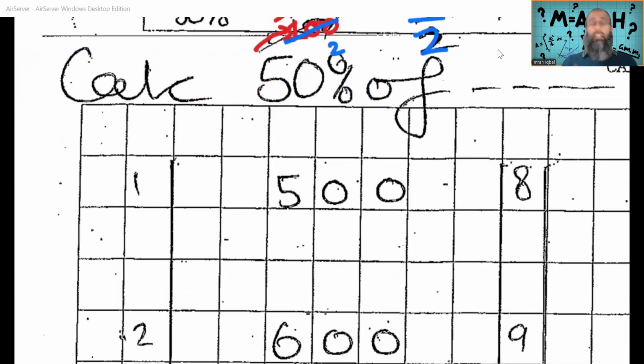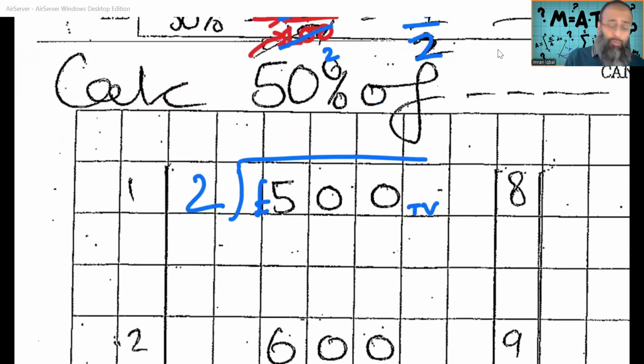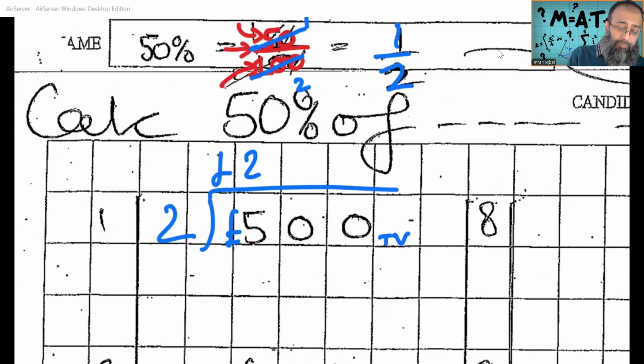So if I want to work out 50% of a £500 TV, I literally divide it by 2 using the bus stop technique. How many 2's in 5? 2, remainder 1. How many 2's in 10? 5. How many 2's in 0? 0. So 50% of the £500 TV is £250. So you will save £250 and it will cost you £250.